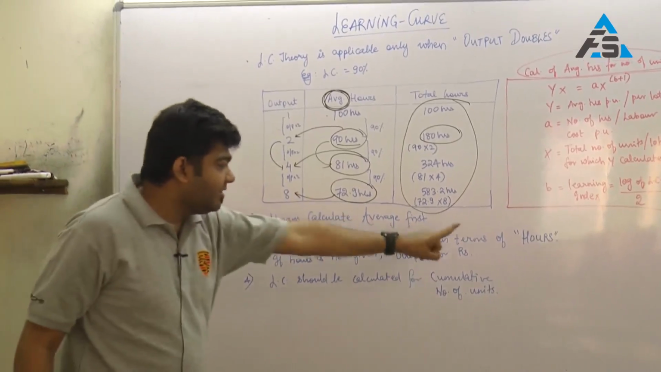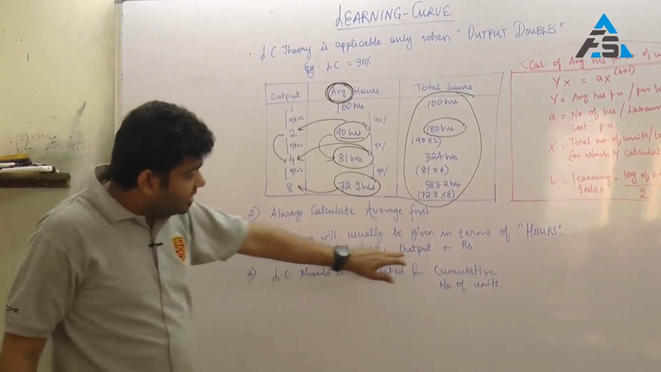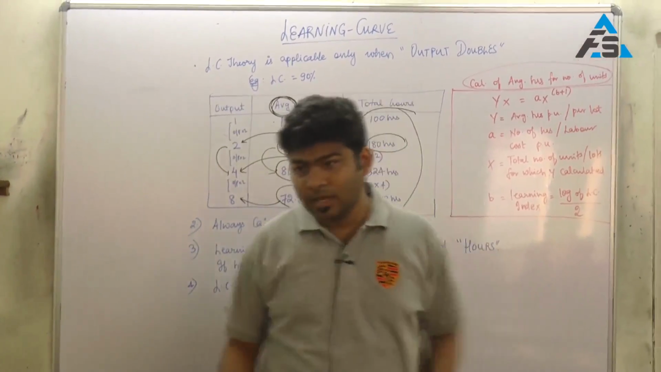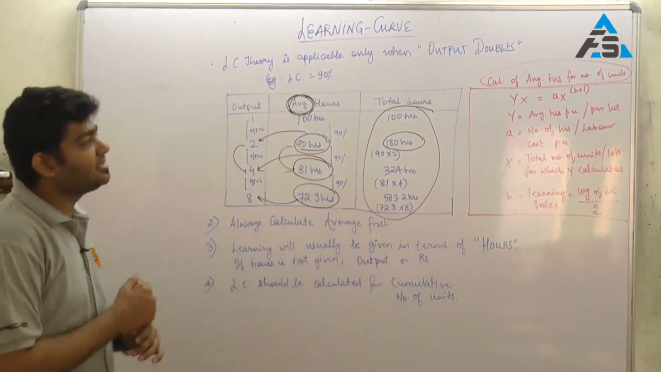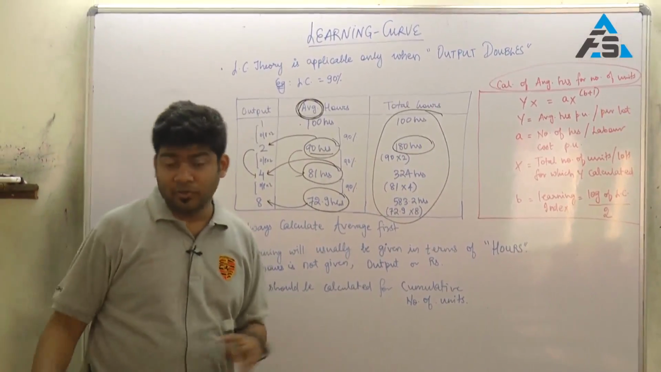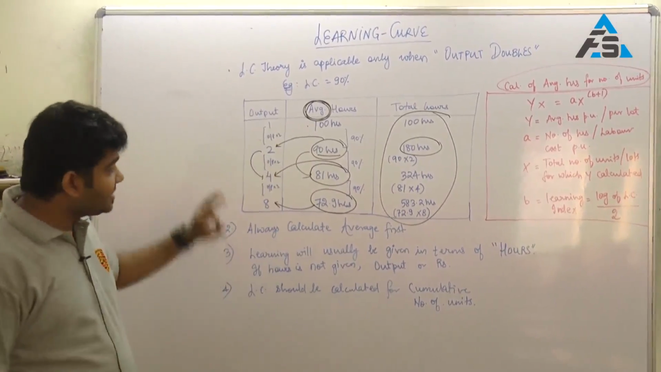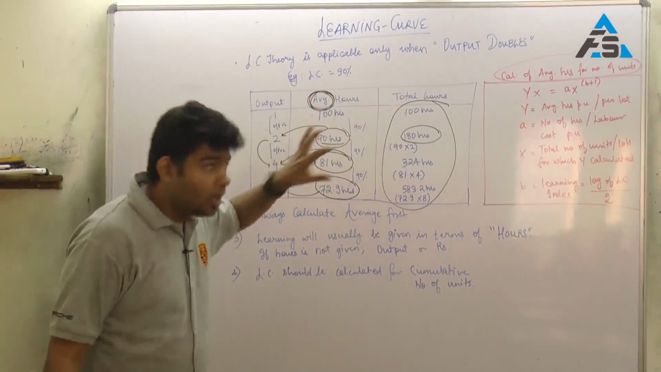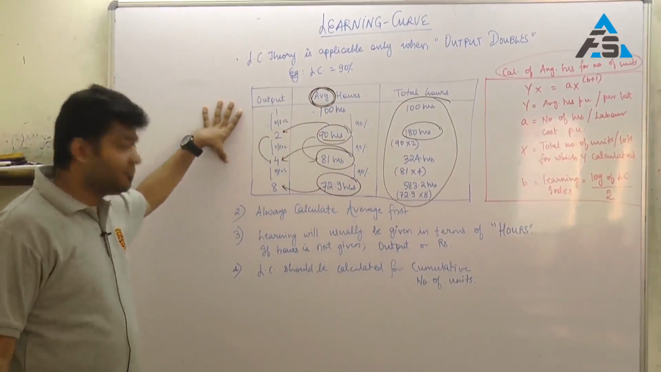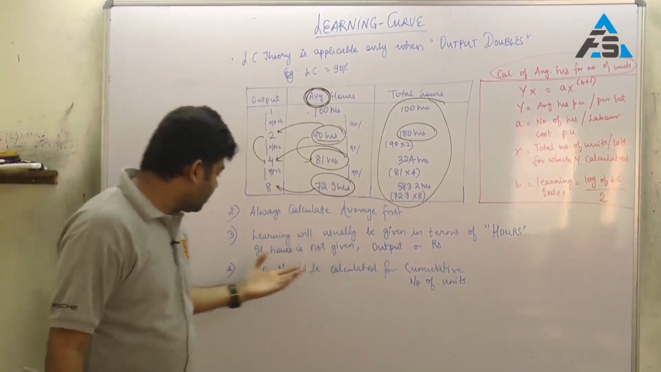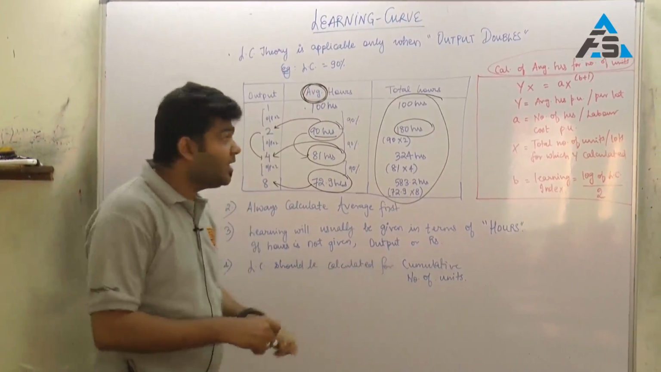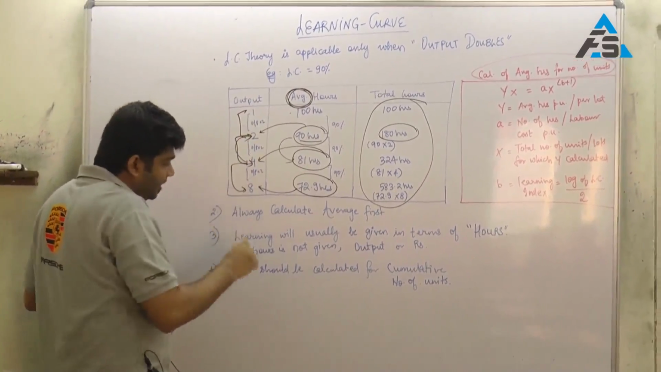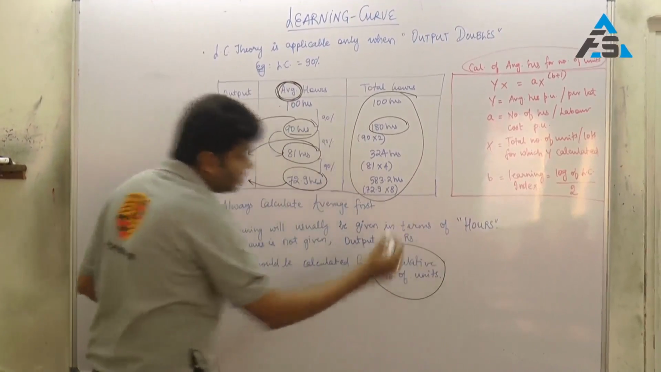Learning will usually be given in terms of hours. If hours is not given, then output or rupees, probably that depends on the question that the examiner is asking. Usually this chapter will come in your examination from a theory point of view, but nonetheless simple questions can be asked based on this calculation of output, average hours and total hours. It forms an important part and can be asked for 4 marks. The learning curve should be calculated for cumulative number of units: 1, 2, cumulative 4, cumulative 8. So always remember, cumulative number of units.